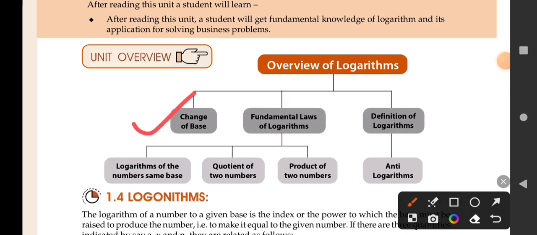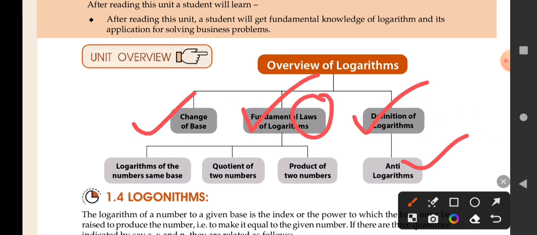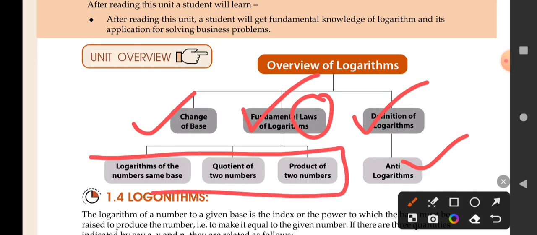We will learn about change of basis, fundamental laws of logarithms, what is the definition of logarithm and anti-logarithms, the laws, there are three laws: logarithms of same base, quotient of two numbers, and product of two numbers.